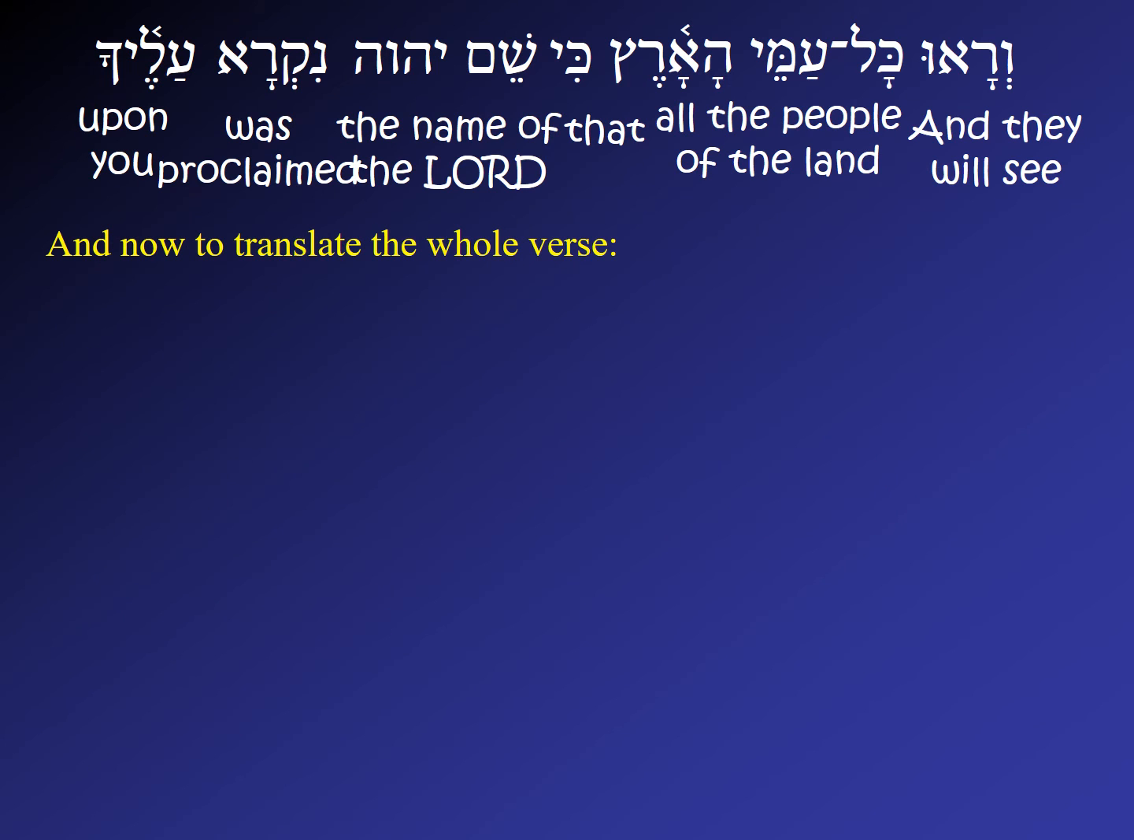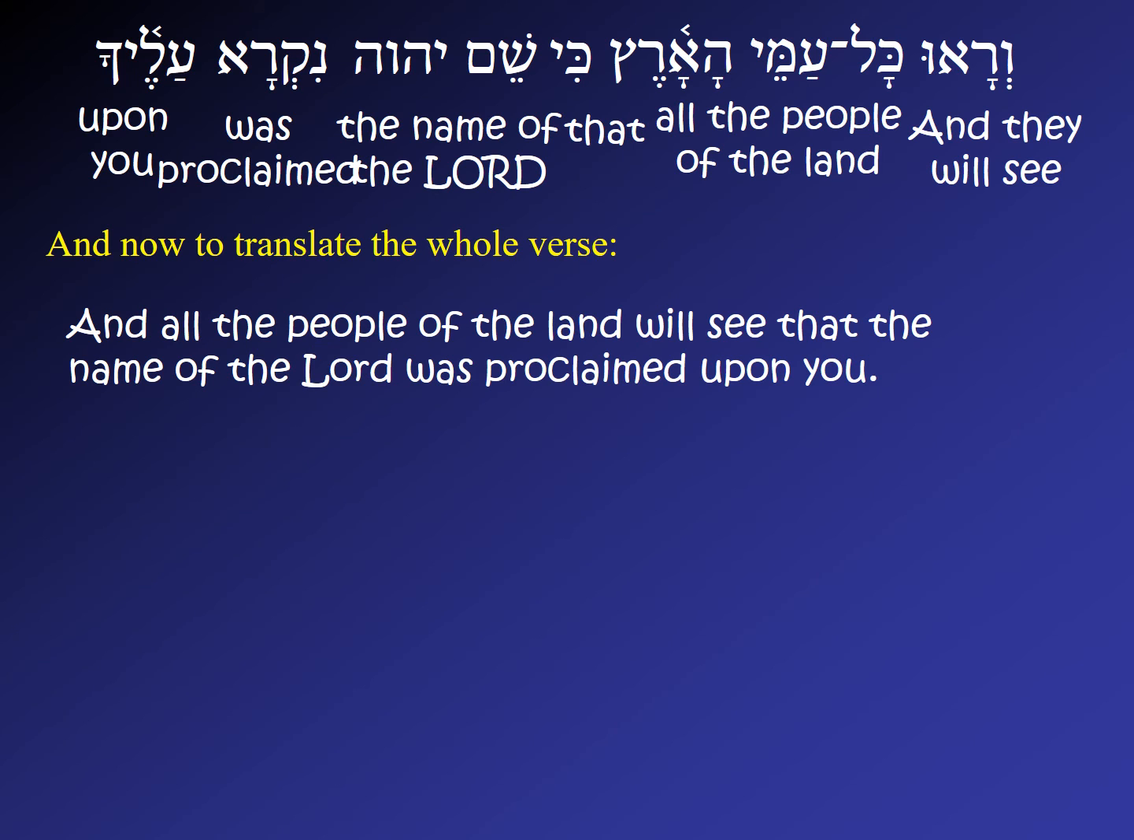So now we're in the position to translate our verse. Ve'ra'u kol amei ha'aretz, ki shem Adonai nikra alecha. If we translate, and all the people of the land will see that the name of the Lord was proclaimed upon you. There are other ways of translating this. So the name of the Lord has been called over you, or has been proclaimed over you, or something like that. So you'd have to make some translational decisions. But the most straightforward translation is, and all the people of the land will see that the name of the Lord was proclaimed upon you.